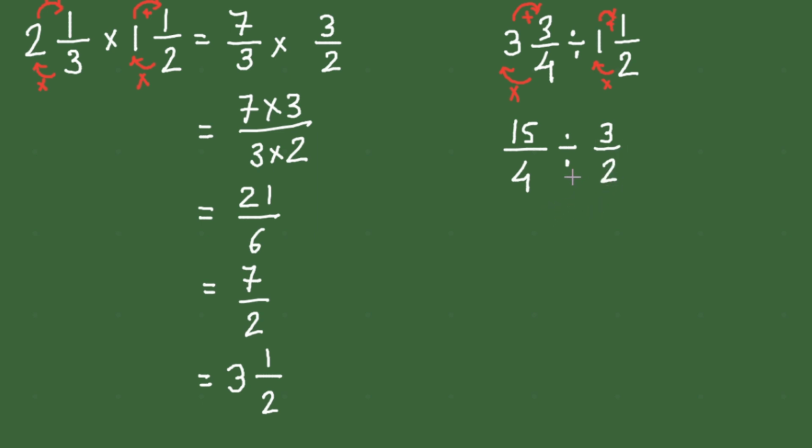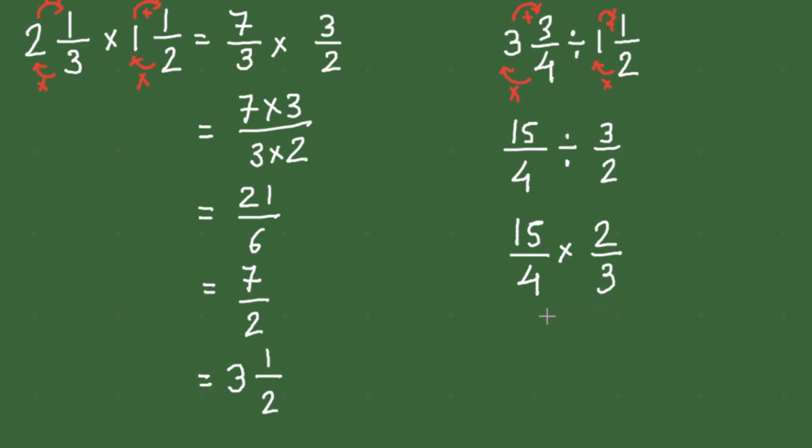Now, we will convert this division into a multiplication problem. So, let us keep the first improper fraction as it is, 15/4. Instead of division, we will write the multiplication. And since we have written multiplication instead of division, we will flip the second fraction. So, instead of 3/2, we will write 2/3.